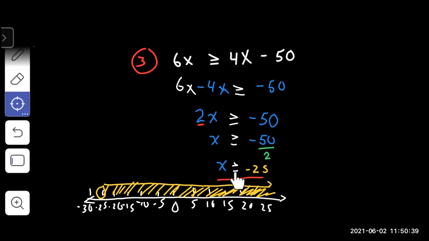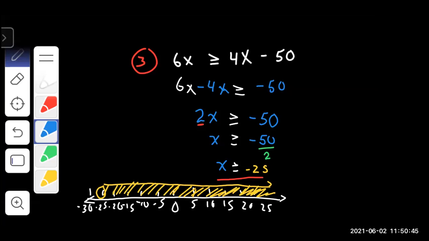But should I include it? Should I fill it or not? Yes, in this case, you have to fill it. It's included. It's greater than or equal. That equal, guys, means that I can include it.